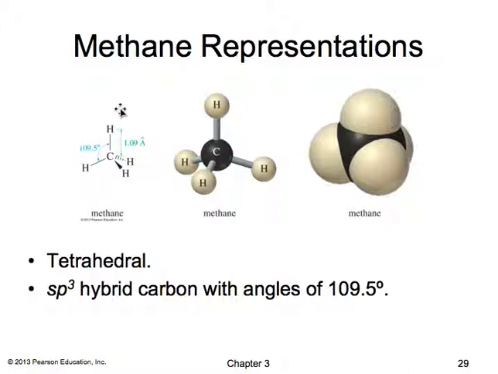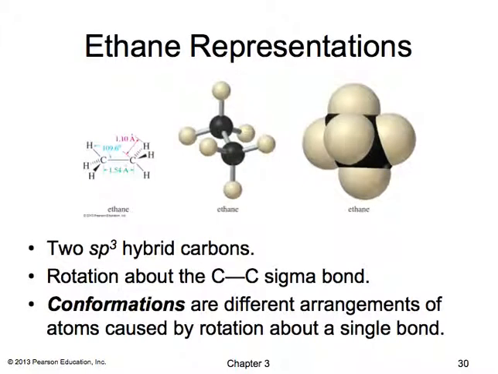Methane is symmetric, so there's no stereochemistry, and we'll talk about stereochemistry later on. Ethane is comprised of two sp3 hybrid carbons connected to one another. There's rotation about this carbon-carbon sigma bond, and so there are conformations due to the rotation about this single bond.